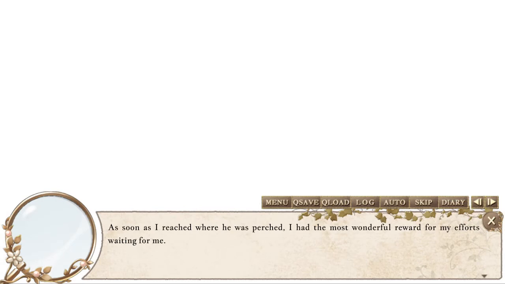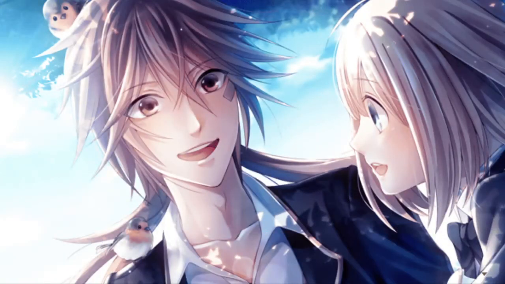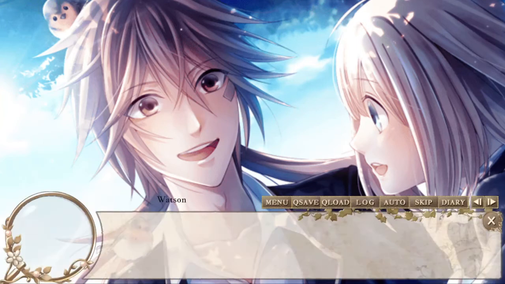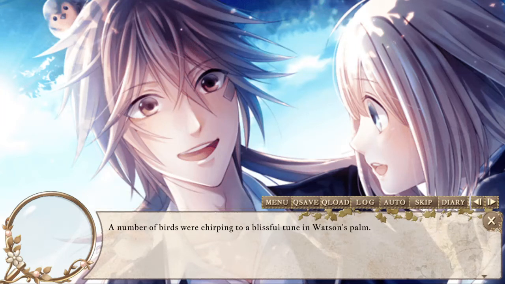As soon as I reached where he was perched, I had the most wonderful reward for my efforts waiting for me. A CG! Oh, hello! Even my phone got excited and was like, ah! Look at the little bird on his head! Oh, you got robins! Proper robins. There, have a look. My! They're adorable! Are they robins?